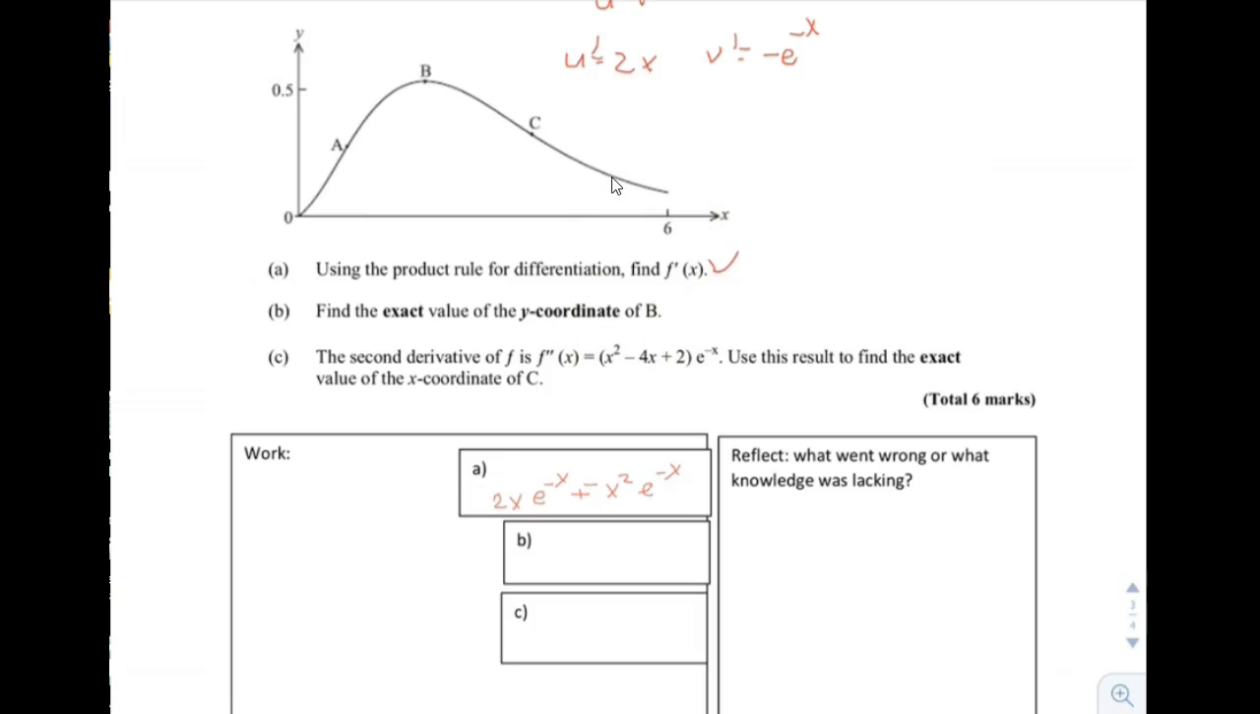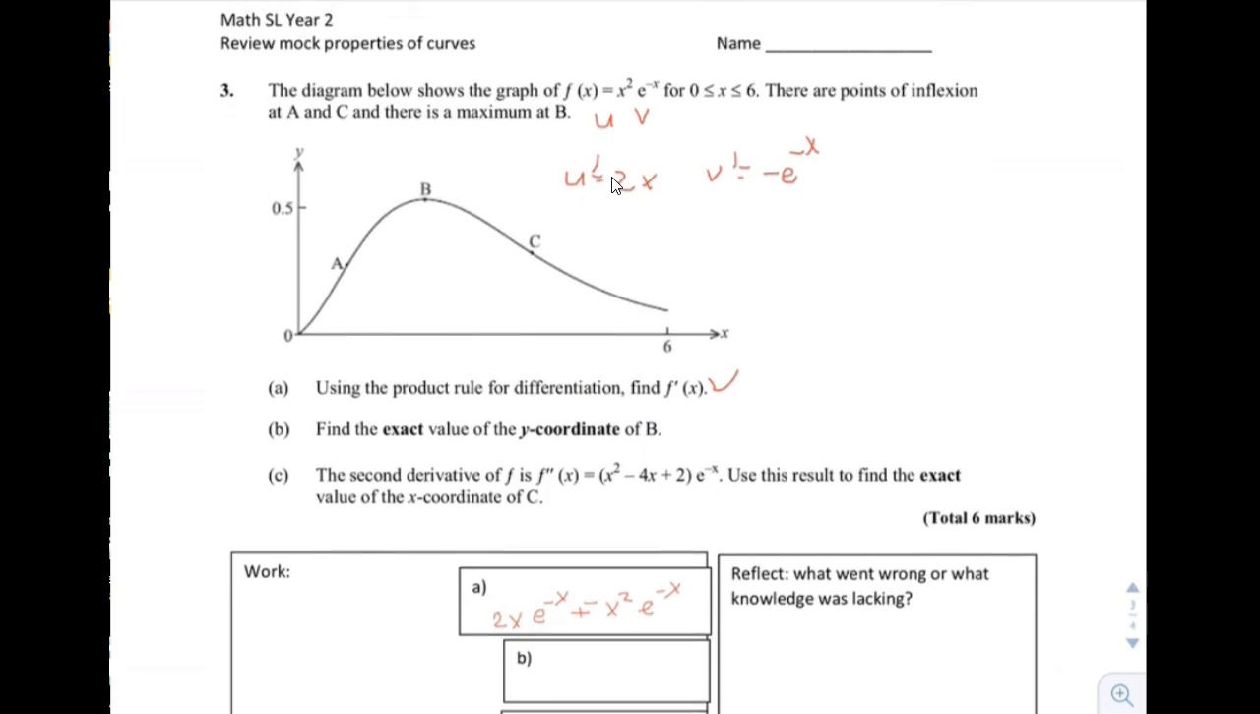Okay, now find the exact value of the y coordinate of b. Okay. We don't even know the x-coordinate of b yet, so it's kind of hard to find the y-coordinate. We do know the function, so we could figure out eventually the y-coordinate if we knew which x-coordinate made this maximum. Now that's a hint there, maximum. So that means if b is maximum, that means the f dashed at this point is going to be 0.